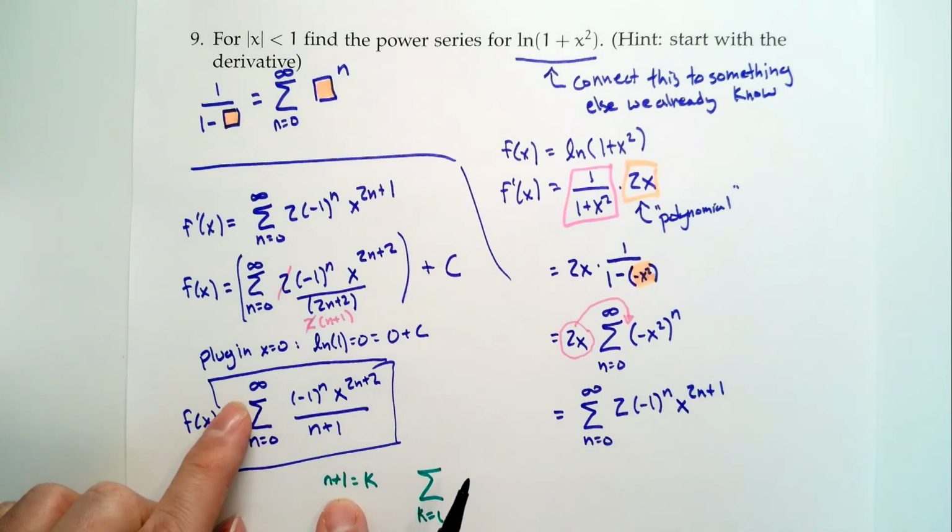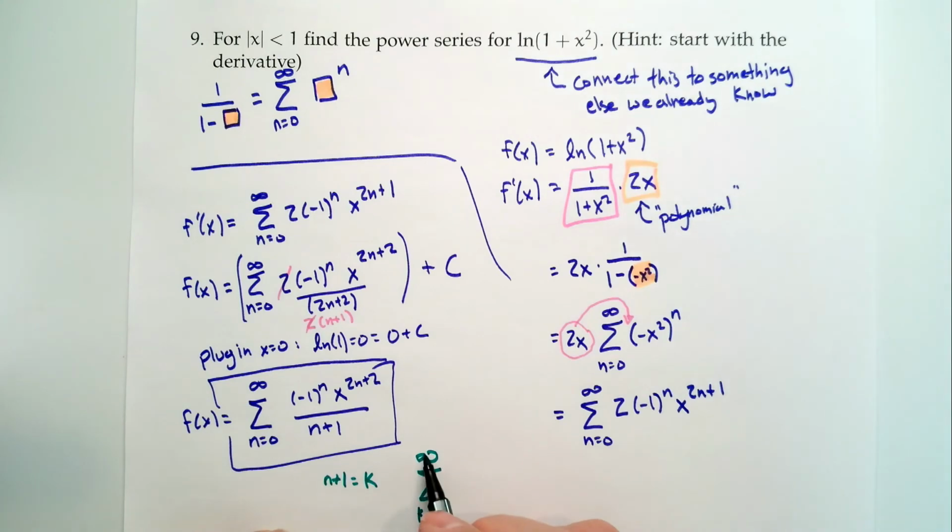As n goes to infinity, what does k do? Well, it goes to infinity plus 1, but that's really just infinity. Okay, so far so good. The n plus 1 downstairs, well, that's k. X to the 2 times n, 2n plus 2, that's 2 times parenthesis n plus 1. So that's x to the 2k.